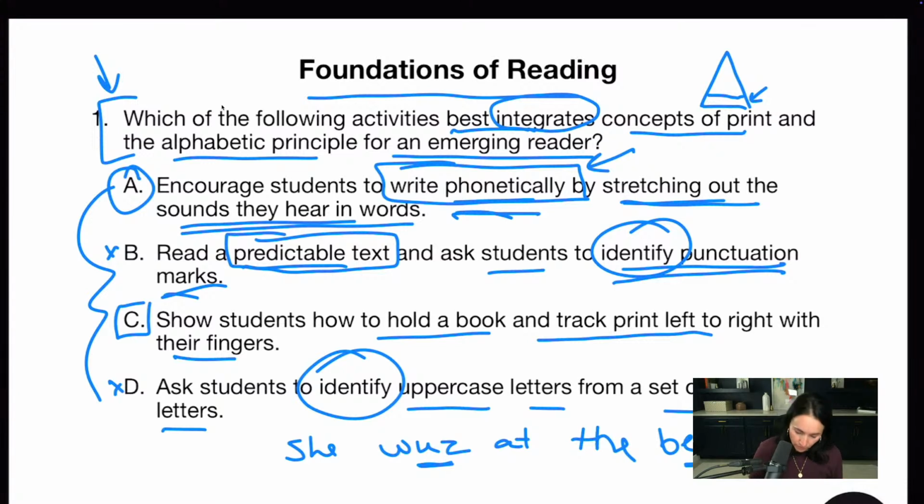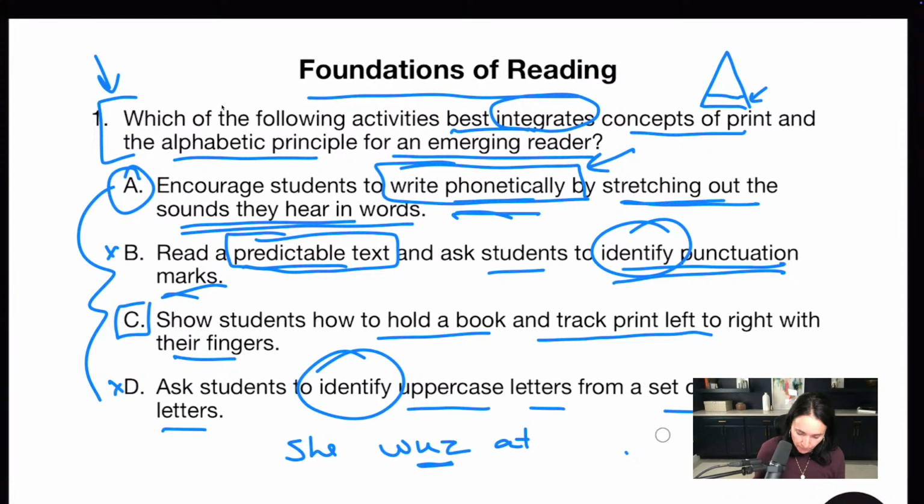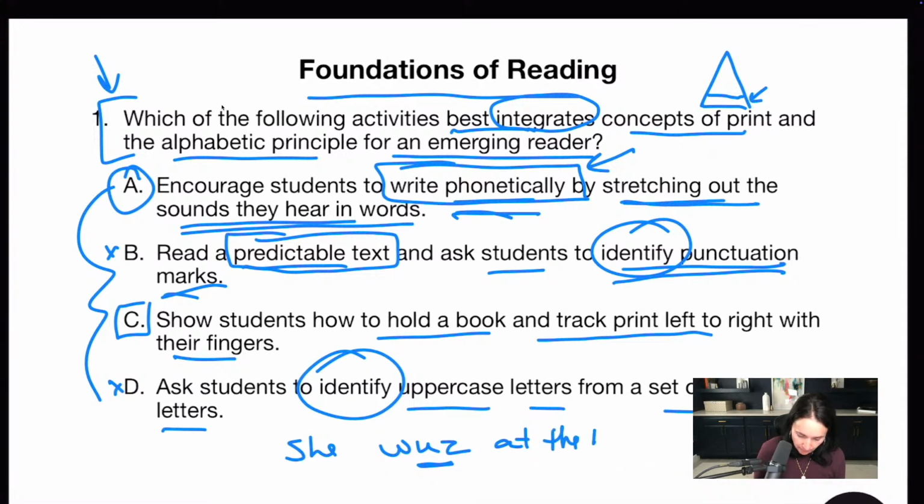This shows that, oh, you can't see beach. Sorry, let me move this over a little bit. It's behind my head. Let me move this over a little bit for you so you have an idea. The beach, okay? So it's incorrect. However, the student is listening to the sounds. The student has the understanding of the sounds. So this is actually very good. And by asking them to stretch out the sounds they hear in words, that's also concepts of print as well.